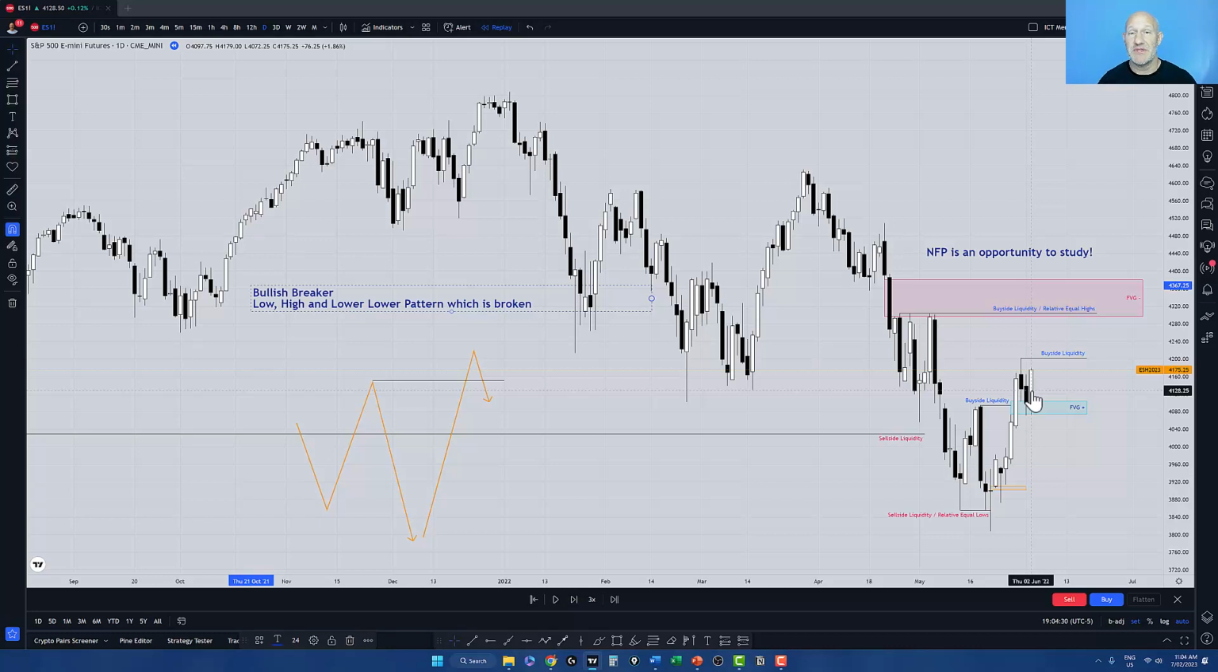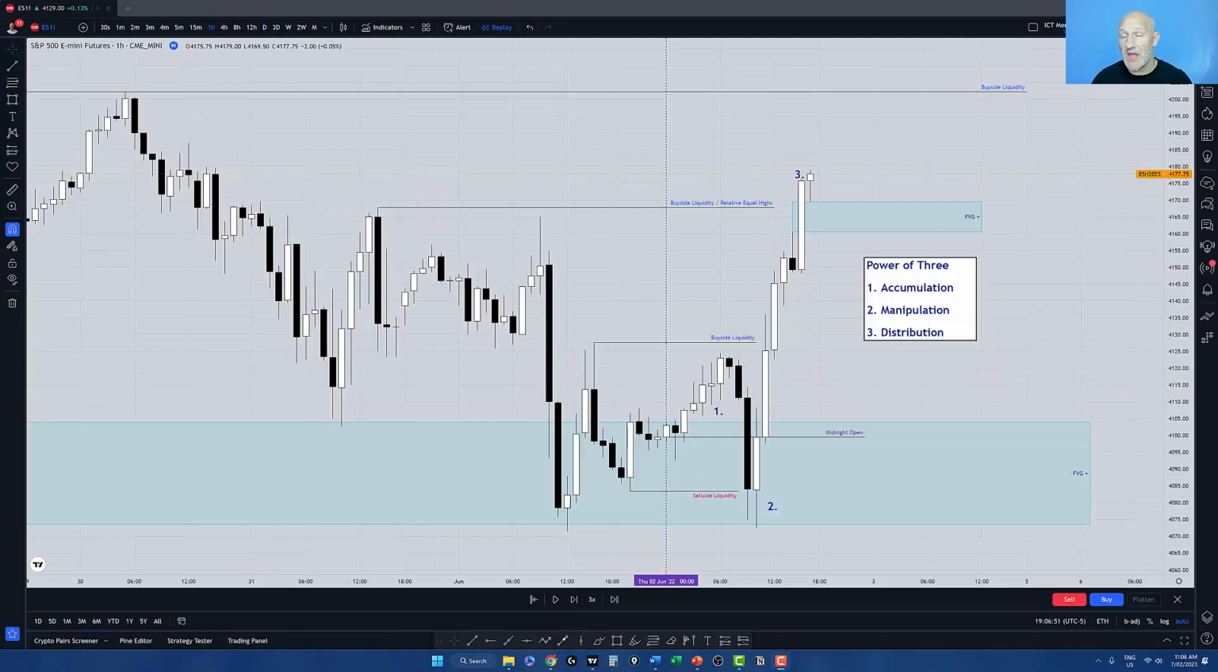But before we jump into the lower time frame, it's a good time to remember that ICT actually doesn't recommend trading before or on non-farm payroll. So as he says, this is the perfect opportunity to study, and so really that's what we're doing in this example. So we're on our 1 hour chart now, and this session is really a perfect example of the application of the power of 3. So you'll recall from a lot of our previous lessons, we've talked about the power of 3, and that's when we have accumulation, manipulation, and distribution.